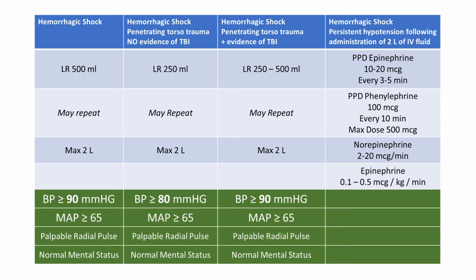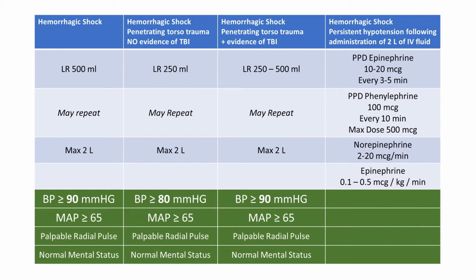When treating hemorrhagic shock with penetrating torso trauma and evidence of TBI, administer lactated Ringer's 250 milliliter to 500 milliliter boluses, which may be repeated to a maximum of 2 liters. Bring the systolic blood pressure to greater than or equal to 90 millimeters of mercury with a MAP greater than or equal to 65. Return of a palpable radial, and a return to normal mental status.